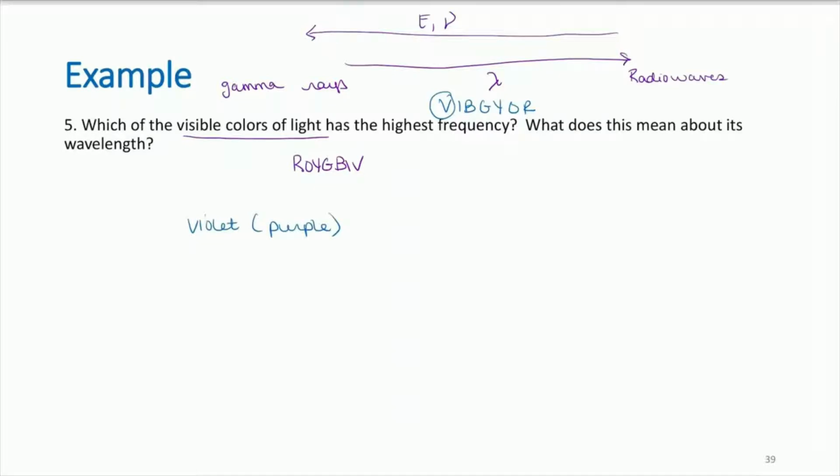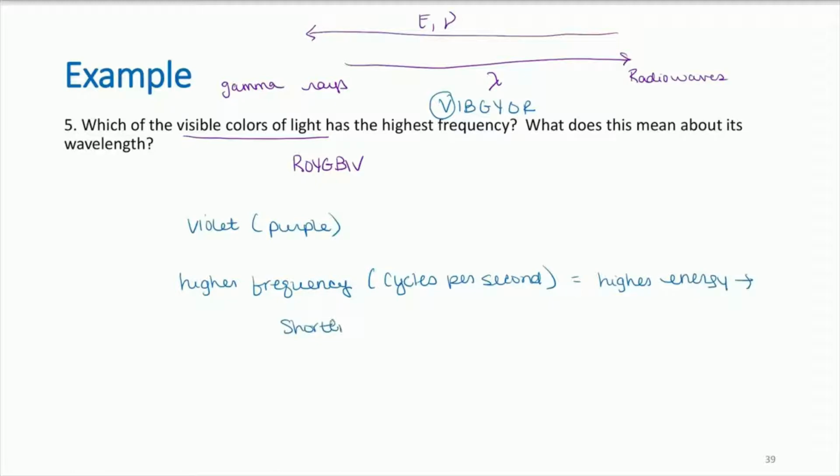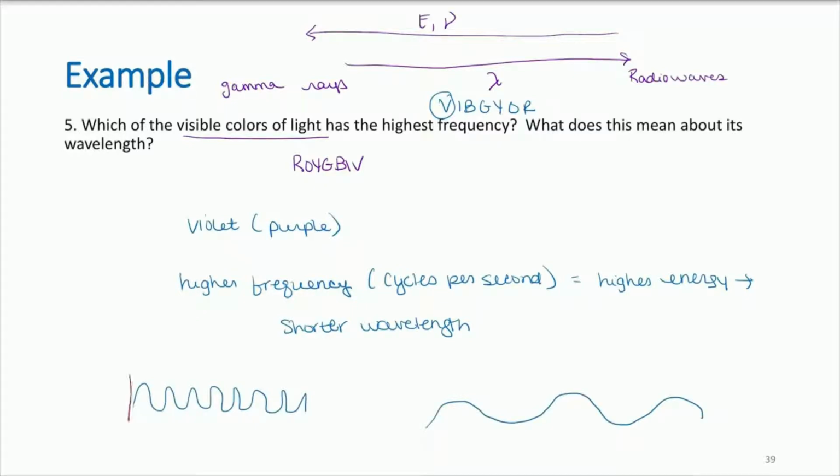What does this mean about its wavelength though? Well, we know that the higher the frequency, because remember, frequency is cycles per second, means higher energy, but shorter wavelength. This compared to this. If this distance here is 1 second, we're getting more of a wave in here, more of a complete cycle, than we are over here, partial cycle. So higher frequency, higher energy.